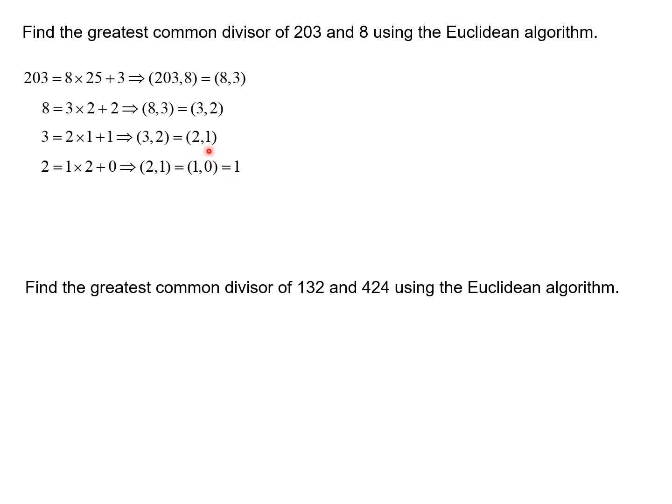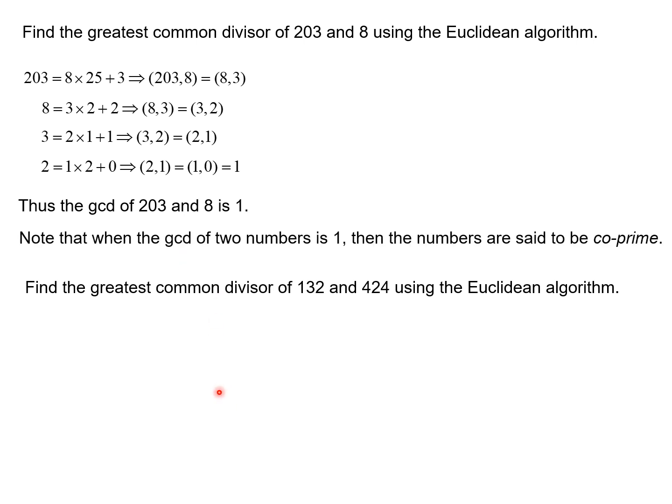So it's 2 divided by 1. It will be 1 times 2 plus 0. So the remainder here is already 0. Okay, and this shows that the greatest common divisor of 203 and 8 is actually 1. Okay, so this is one of the applications of the Euclidean algorithm.